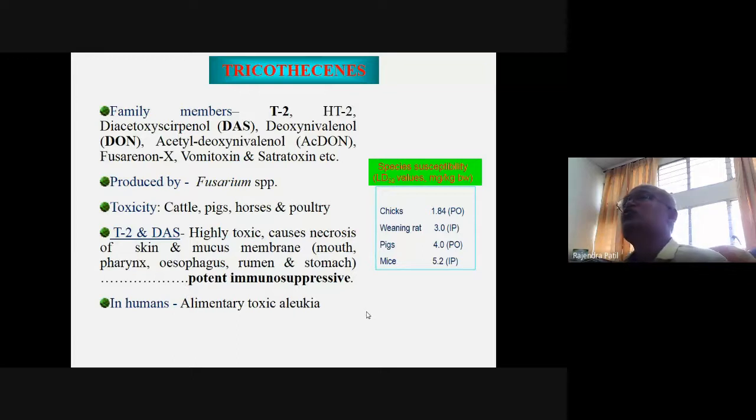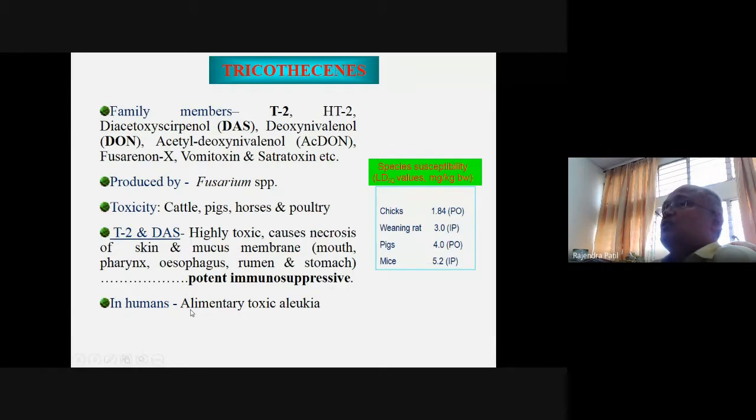Then another group of mycotoxins is the trichothecenes, and trichothecenes have a number of members in this group. This is a big family having T2, hydroxy T2, DAS, DON. Among these, T2, DAS, and DON are the most important members, and they cause toxicity, and these are mainly produced by the Fusarium species of fungi. This toxicity is reported in cattle, pigs, equine, poultry, and it is a potent immunosuppressant, particularly T2. T2 has a potent immunosuppressive action in birds or turkey, and it will produce oral lesions, and those lesions are classical.